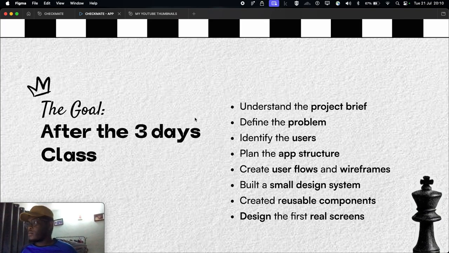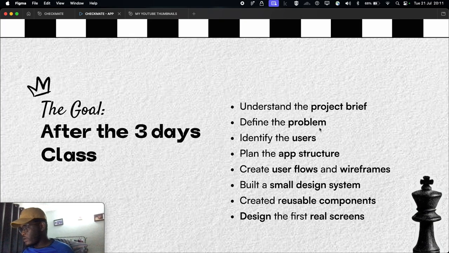Within these 3 days, what we are going to be understanding is, when you are given a project brief, you would learn how to understand what a project brief is all about. Like when a client sends you a project brief, you would be able to look at it, then from there understand, oh, this is what this client is telling me to do, and this is what I'm meant to focus on. You'll be able to define the problem, right? What problem is this product going to solve?